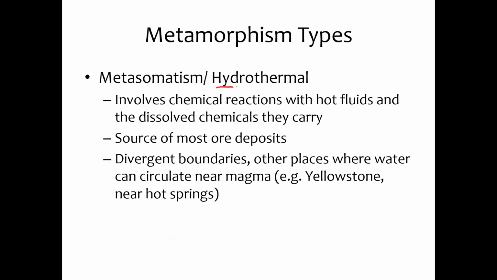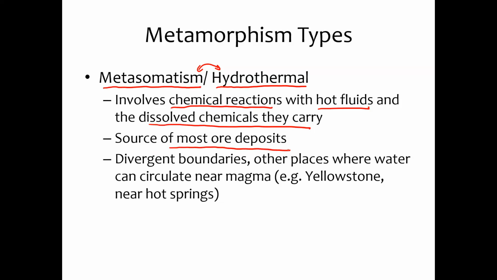Then these hydrothermal alterations that I talked about can also be described by a word called metasomatism. So if you see that, these words I'm going to use pretty interchangeably. These are special because they involve chemical reactions with hot fluids and then the dissolved chemicals that they carry. Hydrothermal processes or metasomatic processes are the source of a lot of different ore deposits. Because those carry weird elements that don't really like to sit around in igneous rocks, like copper and silver and gold, like sulfide minerals, like different heavy metals. And so these ores often form as a result of hydrothermal processes.